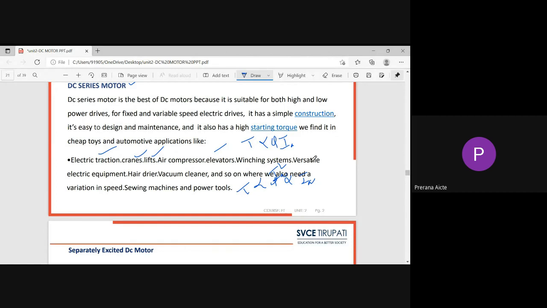While coming to the DC shunt motor, suppose 10 amperes is the load current, the torque is also 10 Newton meter. 100 amperes means 100 Newton meter.